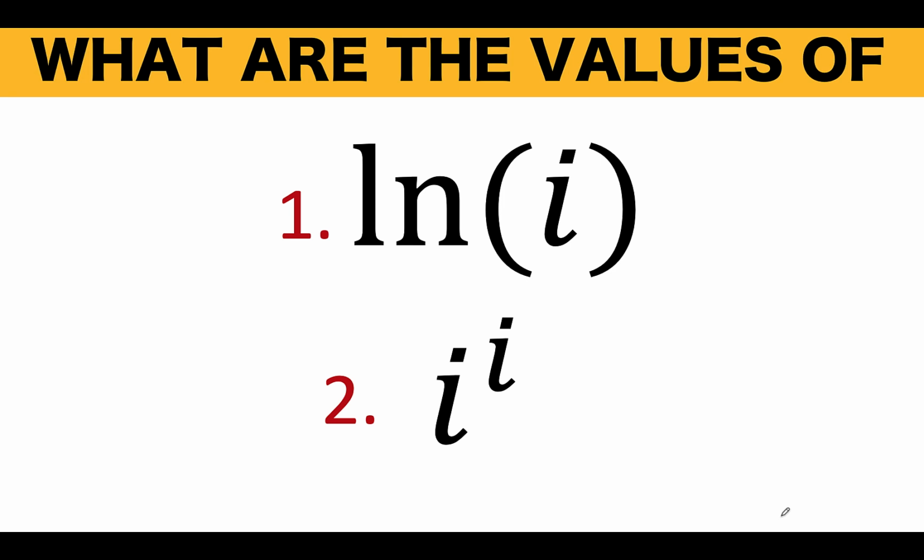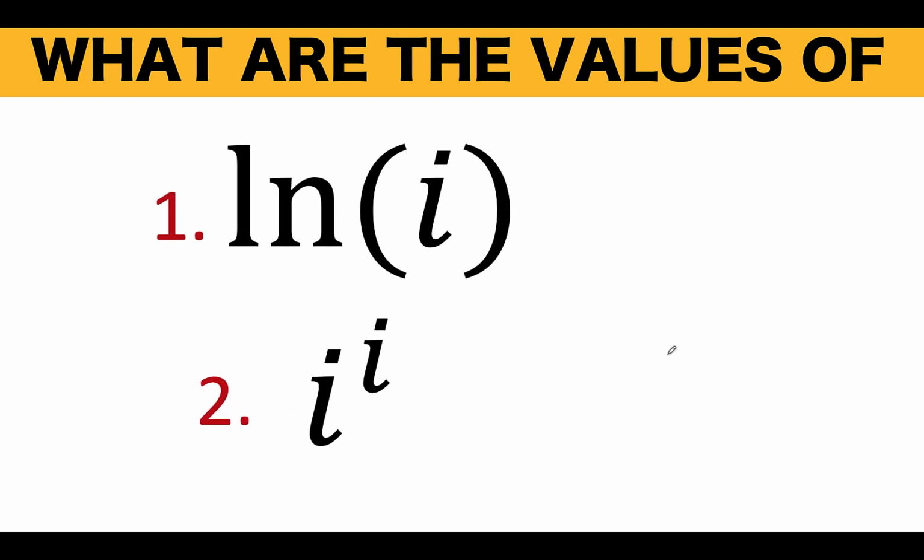Hey everyone, here's our math problem for today. Find the values of these two complex expressions. Number one is ln of i, and number two is i raised to i, where i is equal to the imaginary unit square root of -1. You can pause the video and see if you can find the values of these two very important complex expressions.